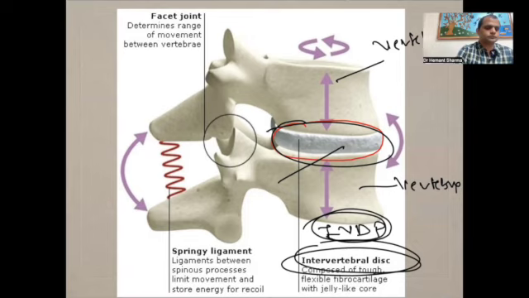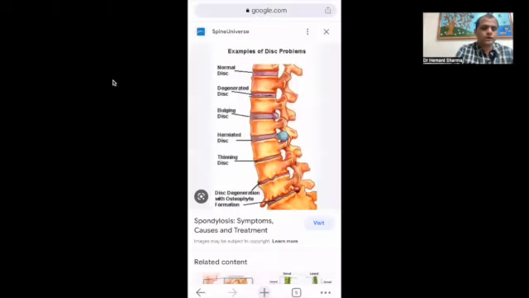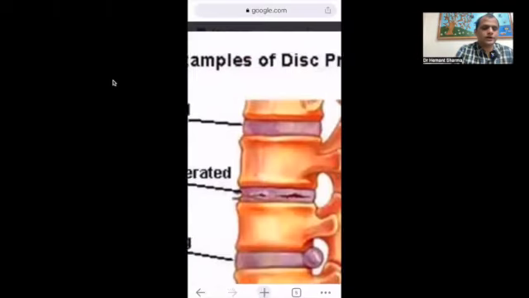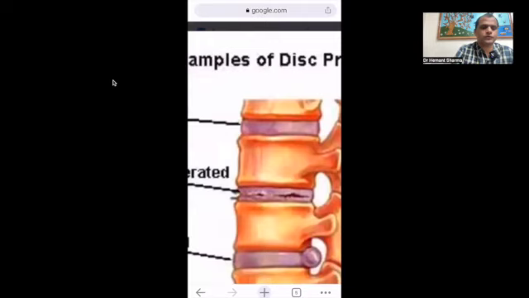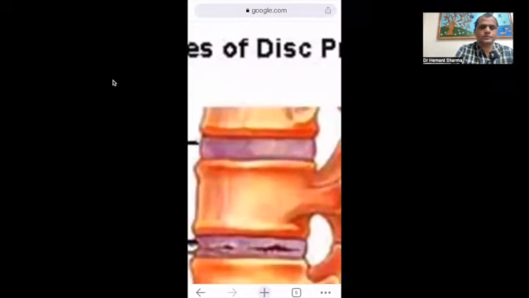So it's clear? What is the meaning of IVDP? It's clear? So look at in this image. So we can see the uppermost area. We can see the very wonderful disc, beautiful disc. There is no any problem, right?